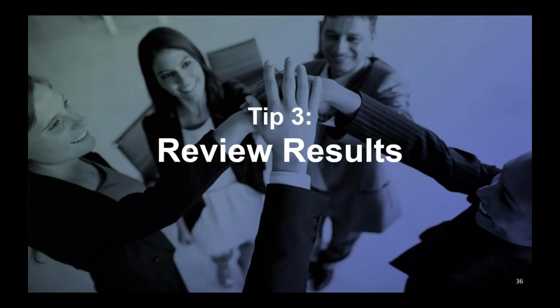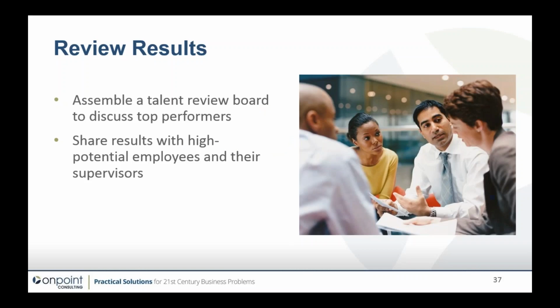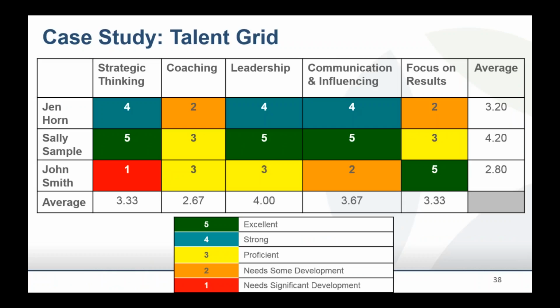And that takes us to the third tip, which is about reviewing the results overall. So here what you're trying to do is get your talent review board to review your top performers, and you share the results with the high potential employees and their supervisors as well. So we would have a call to go over the report and start the process of individual development planning, and we would also do an aggregate report for the senior team. The aggregate report, this is one example of what it could look like.